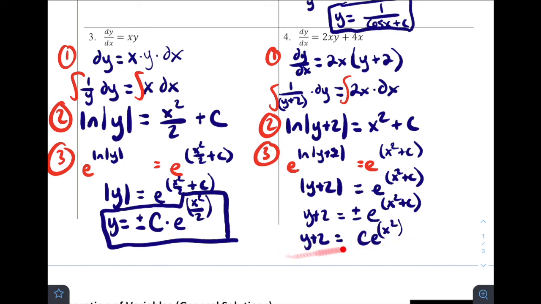But last step here, if we want to get y by itself, we're just going to subtract 2. So our final equation looks like y is equal to c times e to the x squared, all subtracted by 2. And so that would be our final answer for problem number 4.